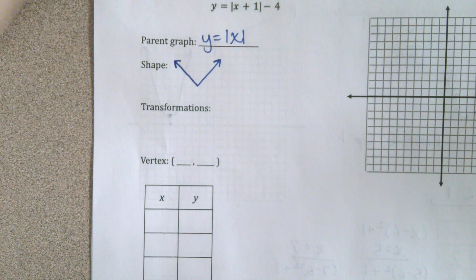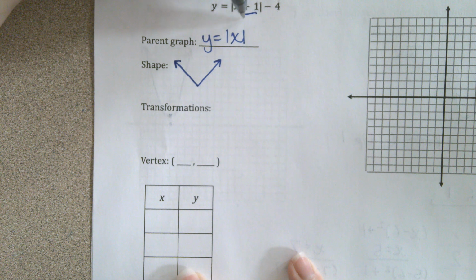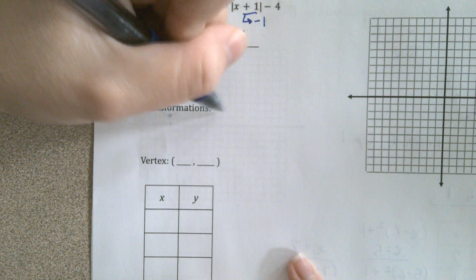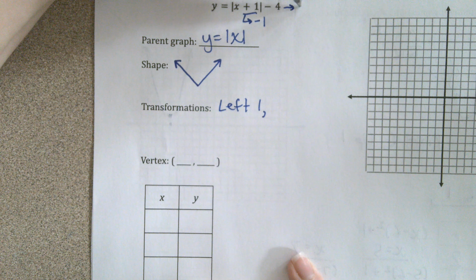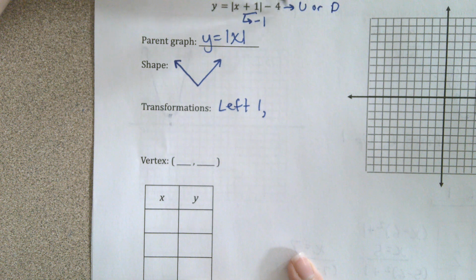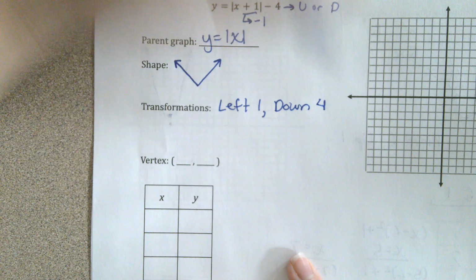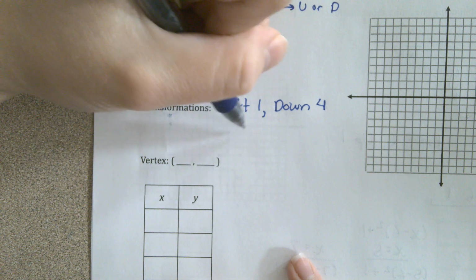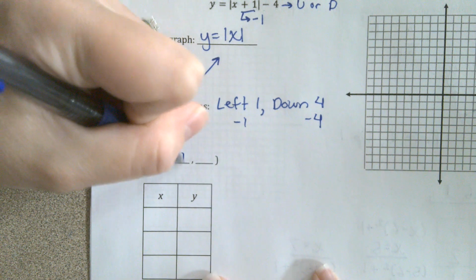Now let's look at the transformations. Here we have a plus 1 on the inside, meaning this is going to be left or right. And we do the opposite. So if that's a +1, that means this is actually a -1. So this is a left movement. So left 1. -4, this is up or down. And we follow it exactly. That's a -4, so it's down 4. So again, that goes with -1, -4. And that's going to be our vertex.